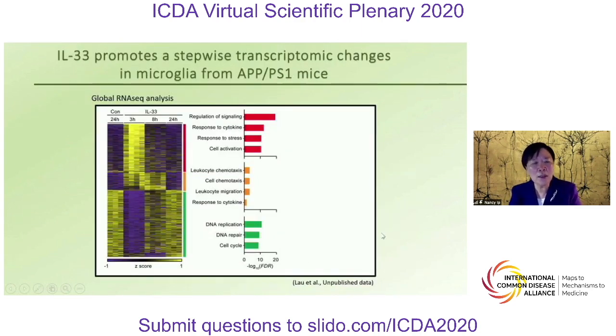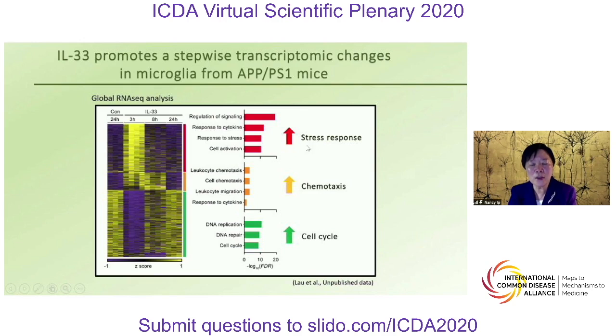So how does IL-33 bring about this state transition of microglia? The first step we did was to undertake a global RNA sequencing analysis at 3 time points, 3 hours, 8 hours, and 24 hours after treatment with IL-33. We found that IL-33 treatment can bring about a stepwise transcriptomic programming in microglia.